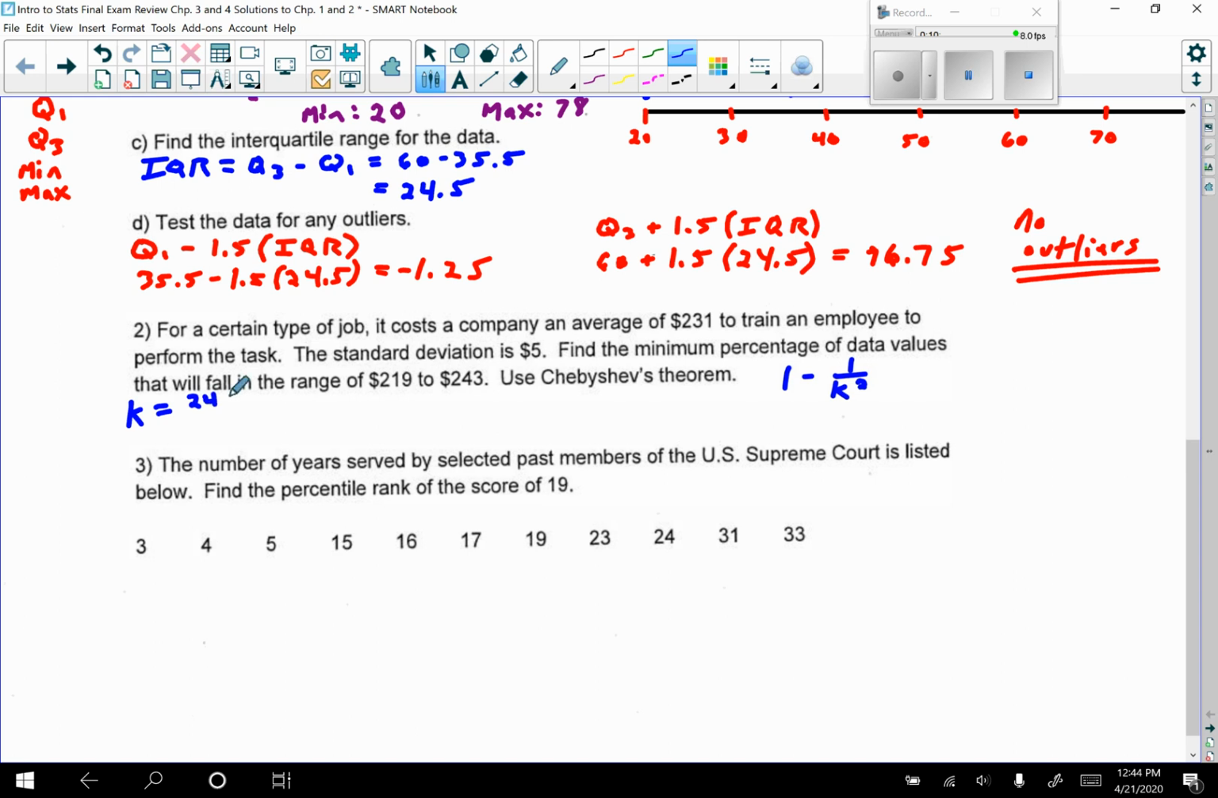So we want to know how many standard deviations to the right this 243 is. Technically it could work with the smaller number too, but we like to stay with the positive value. Notice we square k anyway, so it doesn't matter. So we take 243 minus 231 and divide it by the standard deviation of 5 to figure out how many standard deviations away the 243 is, and we get 2.4. Then we use the formula: 1 minus 1 over 2.4 squared is 0.83. So we could say at least 83% of the data values fall between $219 and $243.